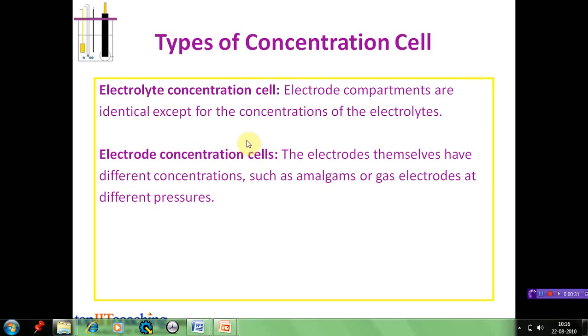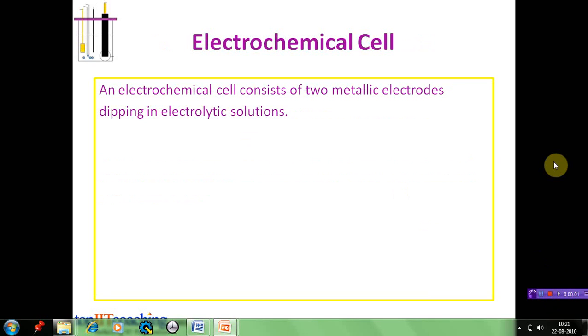The second type is the electrode concentration cells, in which the electrodes themselves have different concentrations. This happens when the electrodes used are of amalgams or are gas electrodes, in which the gases can have different pressures.